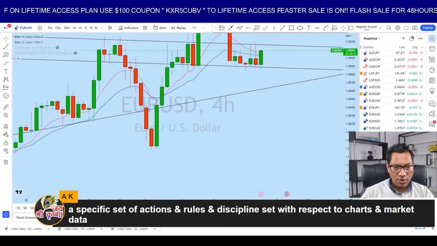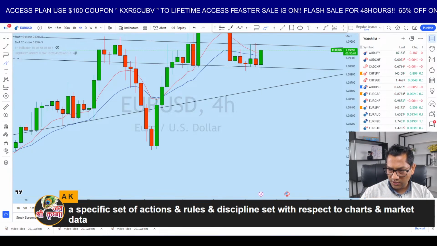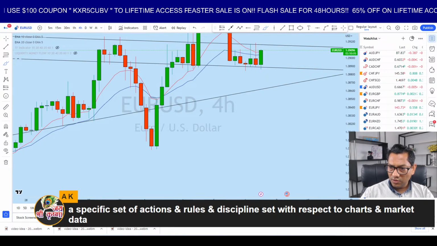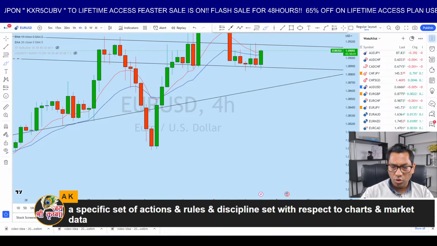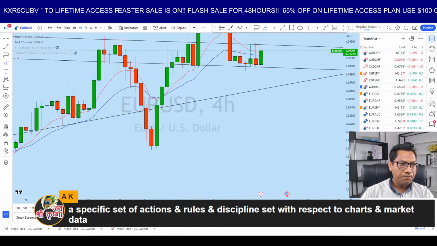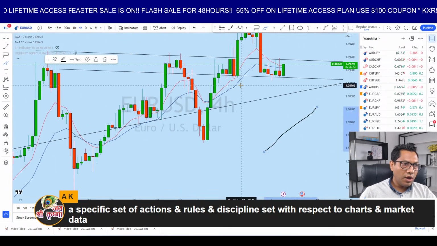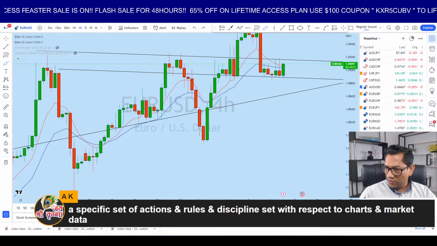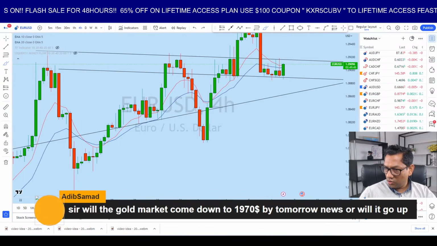So if you are a complete beginner, then I will say that you can see these two definitions of what a strategy is, and to be a profitable trader you need to create those rules. Okay, now you don't have to reinvent the wheel again. Okay, we see that gold may come down to 1970 by tomorrow, or news or a really drop.